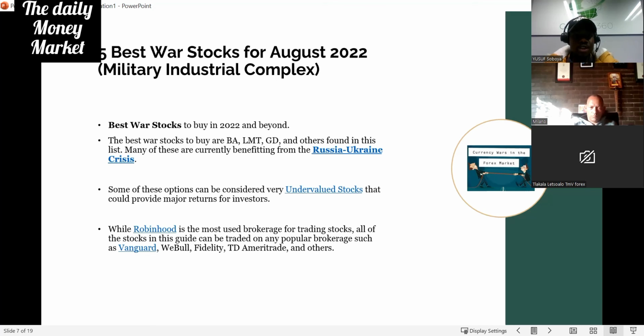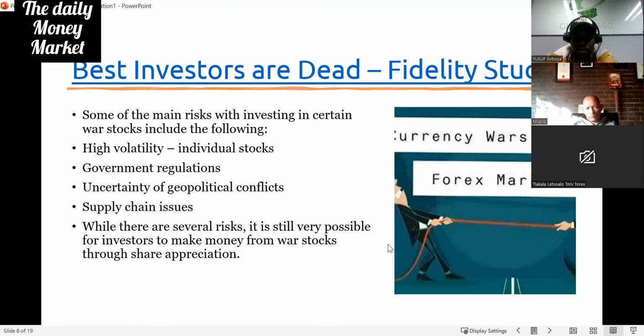There's one of the biggest stock market companies in the United States called Robinhood. It caused a lot of problems. I think it was last year when GameStop was being shorted in the stock market. And these are one of the companies that a lot of young people from the United States focus on, Robinhood, because it gives you the stocks of conflicts that are actually happening at a particular time. So it's the most used brokerage for trading stocks, and all the stocks in this guide can be traded on any popular brokerage.